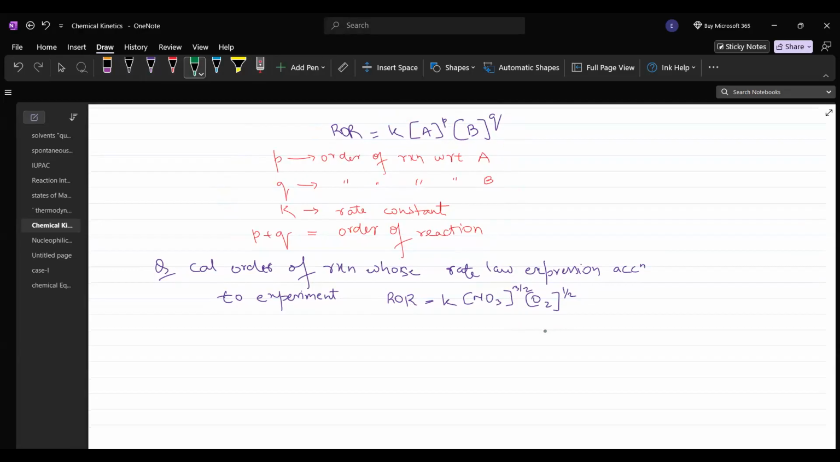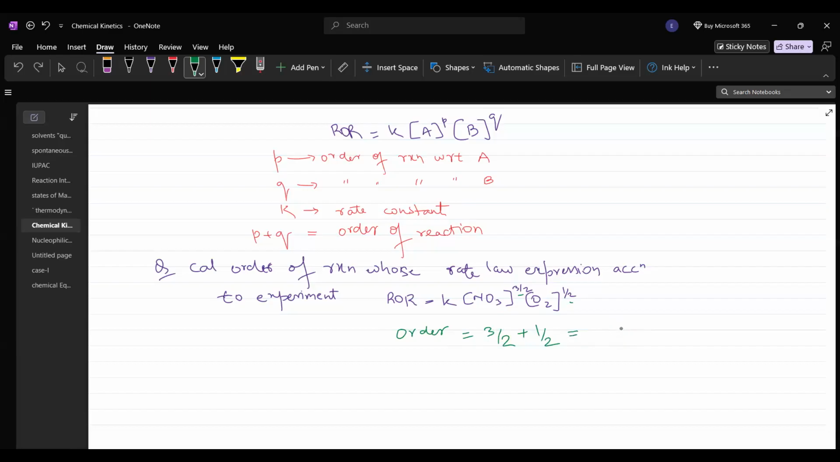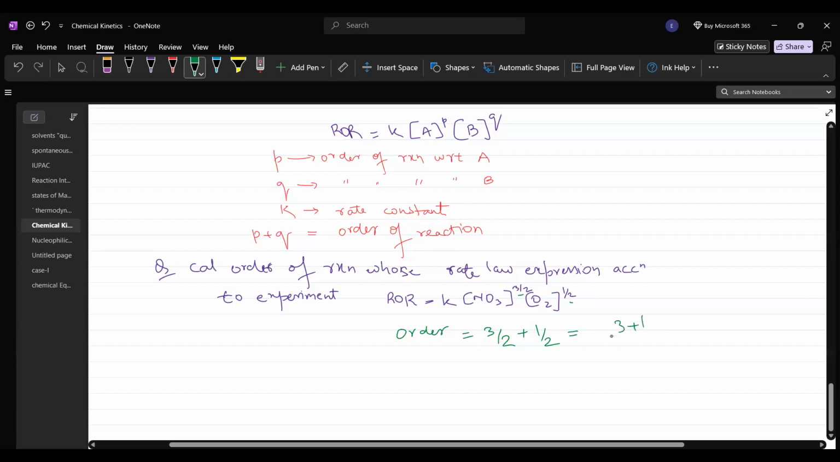It is 2 actually. See, it is very simple. Order will be the sum of the power of the reactants in the rate law expression. If the rate law expression is given, you don't have to worry about anything. Just add them. 3 by 2 plus 1 by 2, that is 4 by 2, which is equal to 2. Okay.